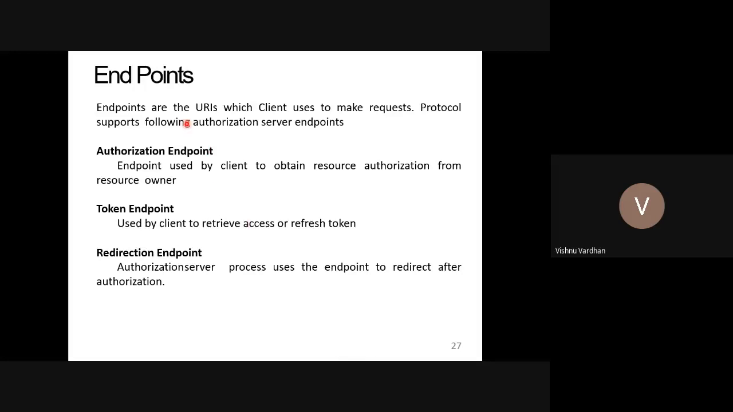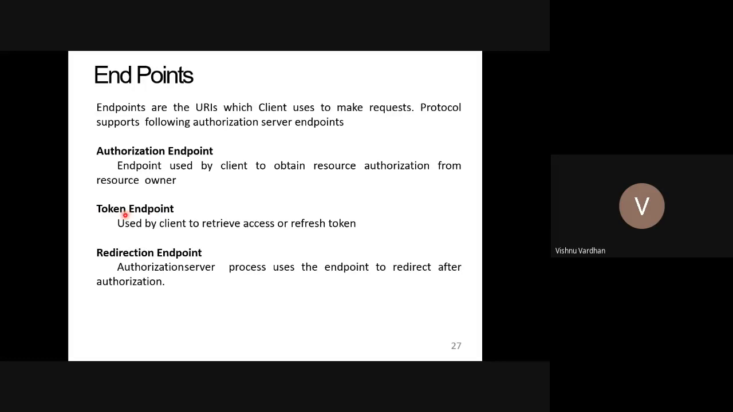Then endpoints. Endpoints are the URIs which the client uses to make requests. The protocol supports the following authorization server endpoints. The authorization endpoint is used by the client to obtain resource authorization from the resource owner. This is nothing but an API. You make a request to it, and accordingly that API functionality gets executed, whatever program is written in that API endpoint is executed, and accordingly the resources will be released.